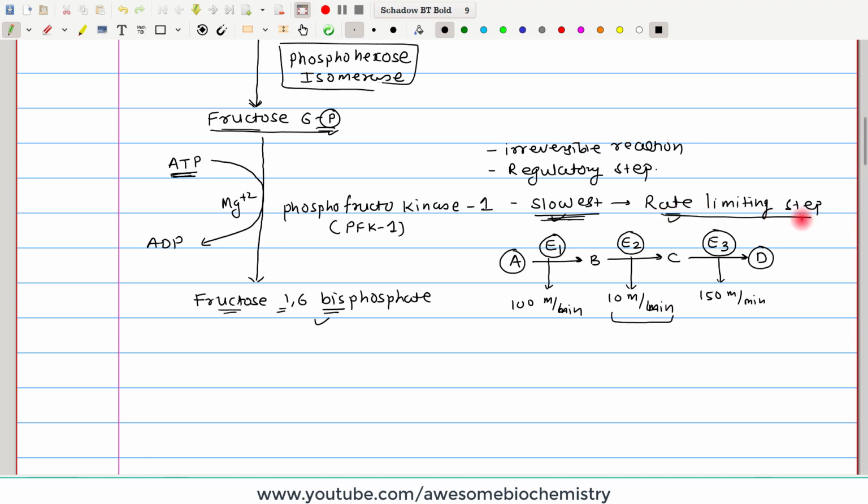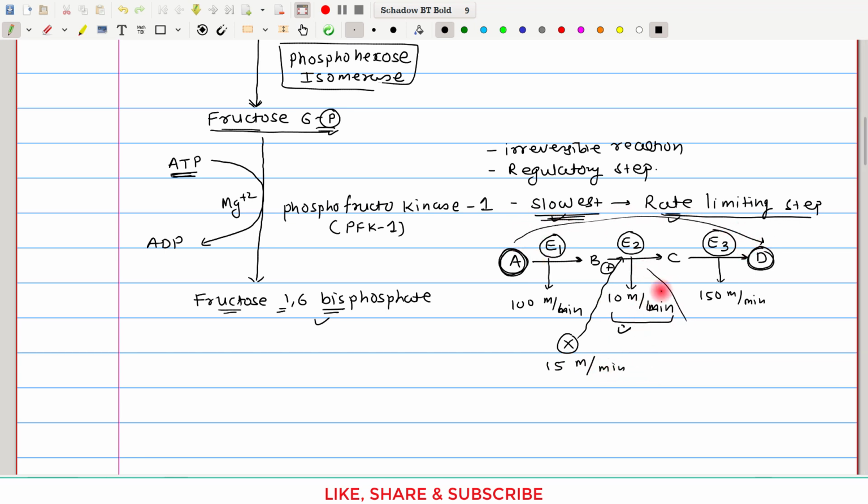Now, the second thing about the rate limiting step is that, suppose I want to increase the speed of this entire pathway. Right now the A to D conversion is occurring at a rate of 10 moles per minute. If I want to increase it, what should I do? I should add some factor which can stimulate this enzyme. So, let us say factor X is added and it is stimulating this enzyme, and by this stimulus the speed goes to 15 moles per minute. That means the entire pathway speed will increase. If I inhibit this, the entire pathway speed will decrease.